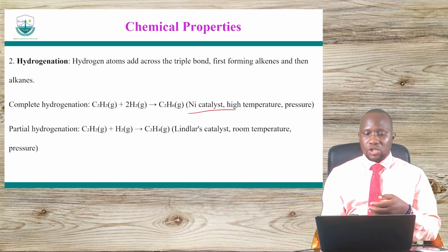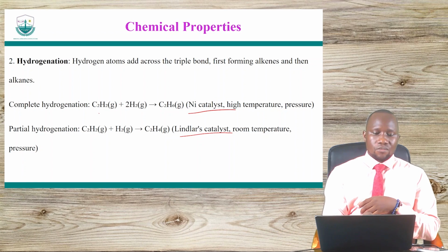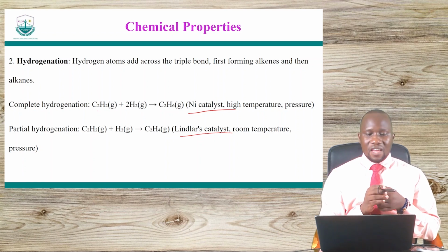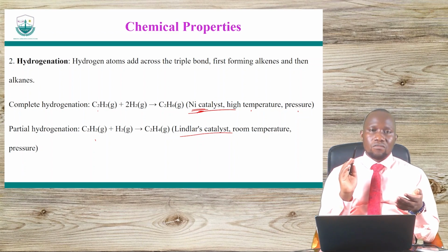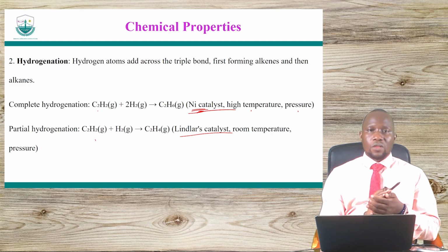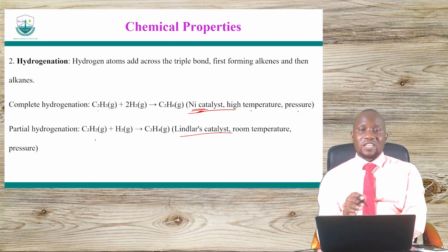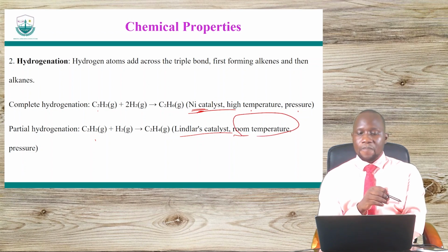The conditions: usually there should be a catalyst at least, and then the temperature also matters. For ethyne reacting with hydrogen, you will need nickel as the catalyst in there, with high pressure and high temperature. And then you can also form what we are calling partial hydrogenation, where you're not adding all the hydrogen. This happens if you keep the temperature at room temperature.